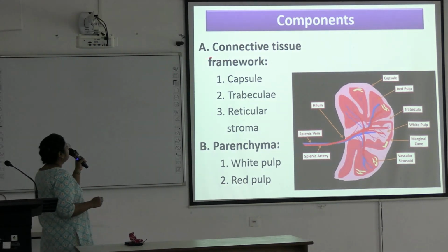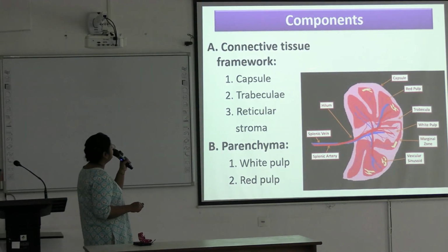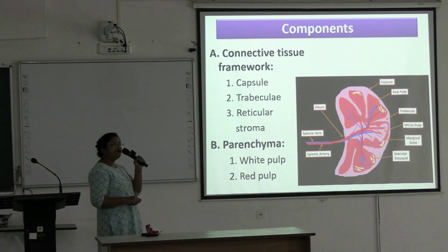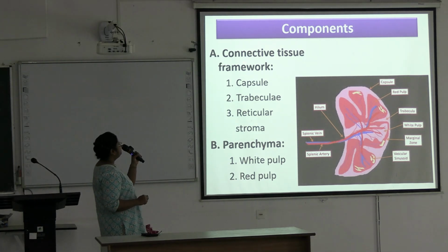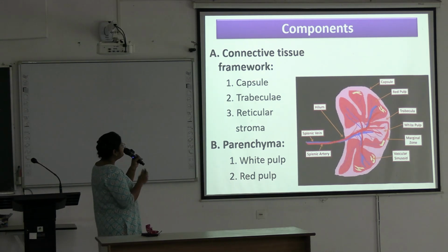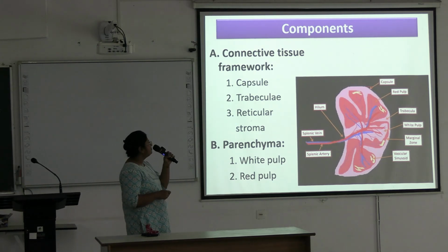So, one is the connective tissue framework and another is the parenchyma. The connective tissue framework is formed by the capsule. The capsule is the outermost covering of the spleen. From the capsule, there are inward extensions. These are known as the trabeculae. So these are also part of the connective tissue framework.